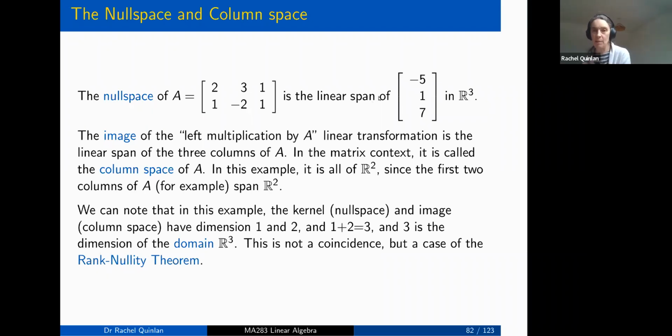Even though the kernel and image are not subspaces of the same space, the kernel lives in R3 and the image lives in R2, when we add together their dimensions, 1 and 2 in this case, we get 3, which is the dimension of the domain. The comment for now, and we'll revisit this on Friday, is that this is not a coincidence. It's an illustration of the rank-nullity theorem, which says that this property holds in general for any linear transformation: the dimension of its kernel plus the dimension of its image will always be equal to the dimension of the domain.